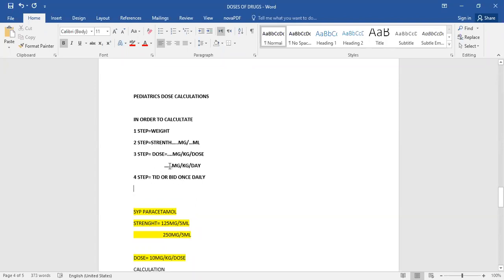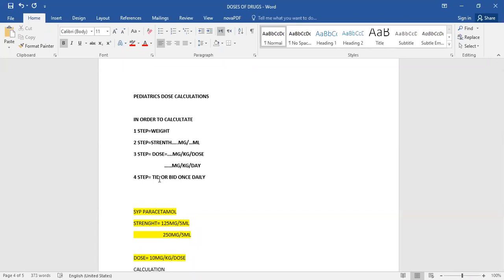But if you have calculated the dose as something milligram per kg per day, and you want to give it TID or BID, you will divide this into three and give each at one time, or divide it into two if you want to give BID. So that is the fourth step, whether you want to give the patient BID, TID or once daily, and whether you have calculated the dose per kg per dose or per kg per day. That will define whether you need to divide the dose or not. Okay.